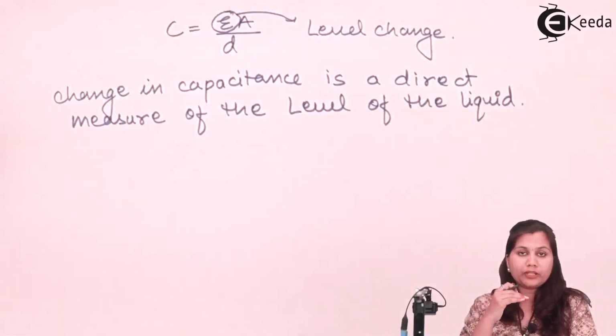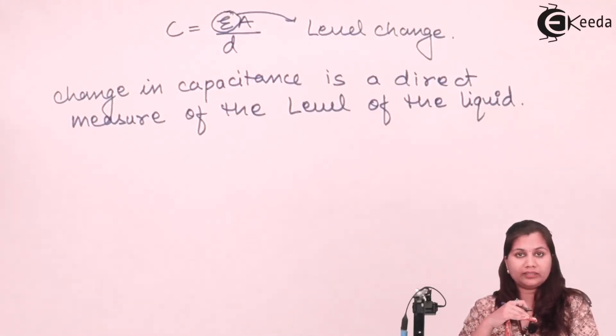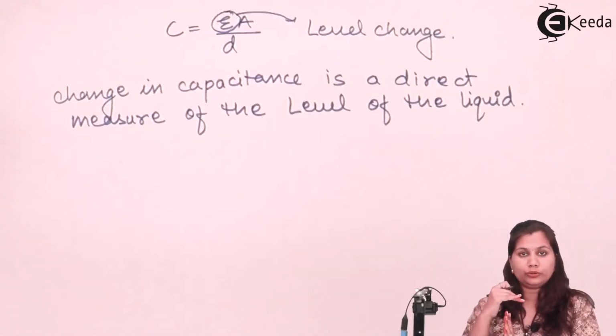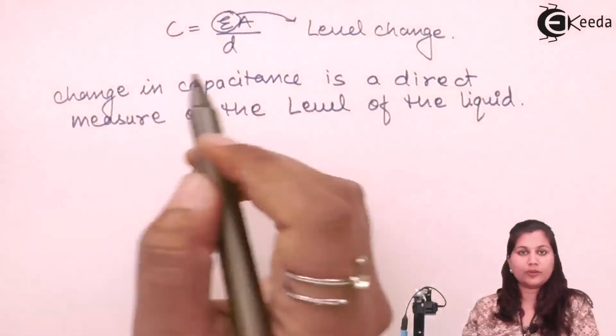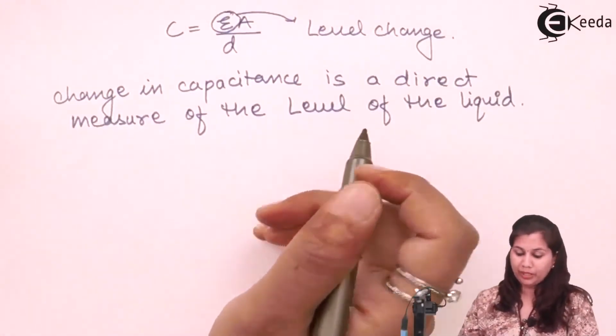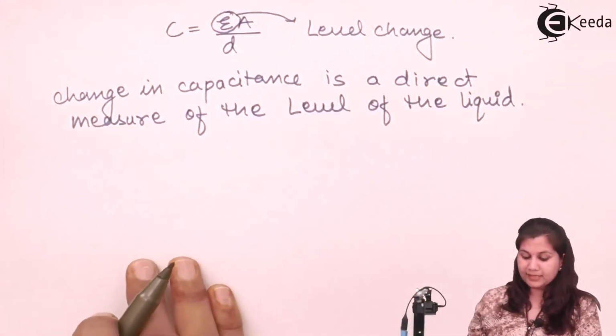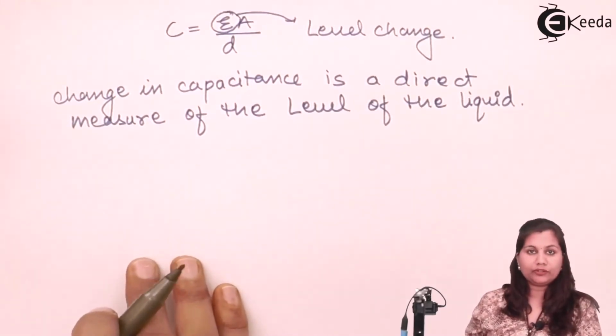First we are going to measure the capacitance when the tank is completely filled. Then we are going to decrease the level of the liquid in the tank. Due to that the capacitance is changing. So the change in capacitance is going to give us an indication of the level of the liquid. In this way the capacitance type level sensors measure the level of the liquid.